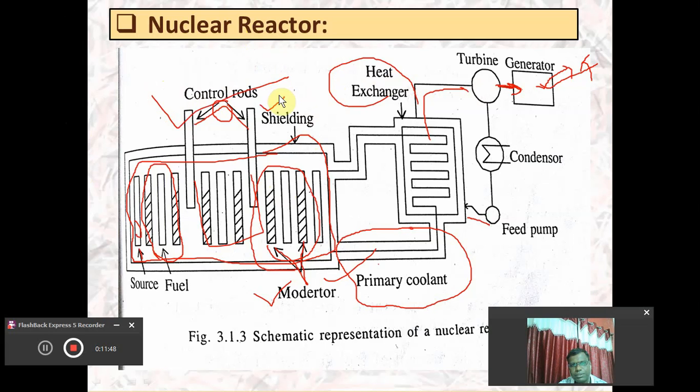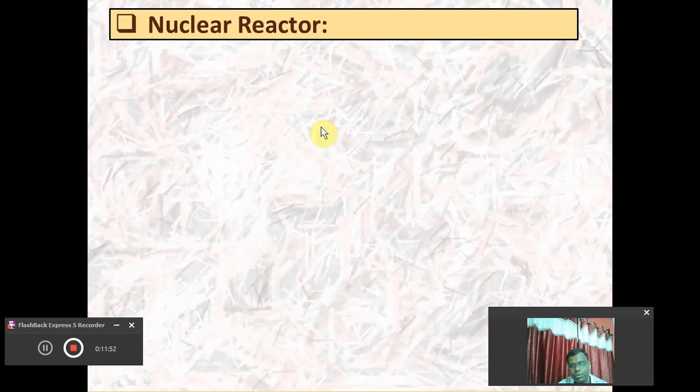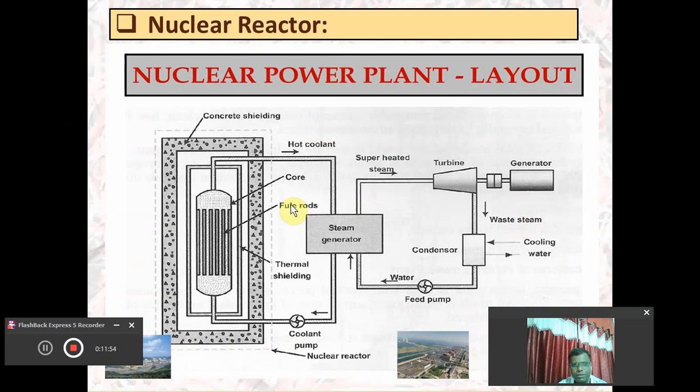Dear friends, in the same thing, we can also discuss another diagram of the nuclear reactor that will be more convenient for you to understand, because the earlier one was given in the textbook, and this one I tried to obtain from a resource on Google. So this diagram will be helpful to understand how the systematic representation of a nuclear reactor can be done.